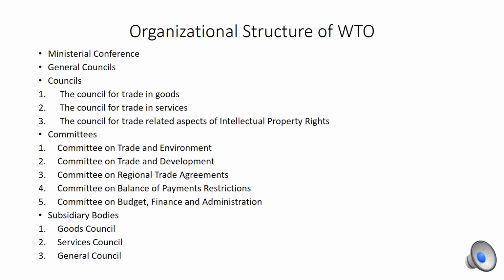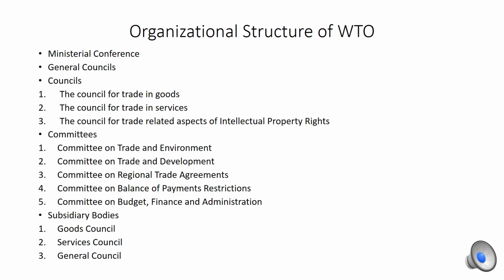Now, next one is the organizational structure of the WTO. In this case, number one is the ministerial conference, then general councils. Now, what do the councils comprise of? Council for trade in goods, then for services, then for trade-related aspects of intellectual property rights.